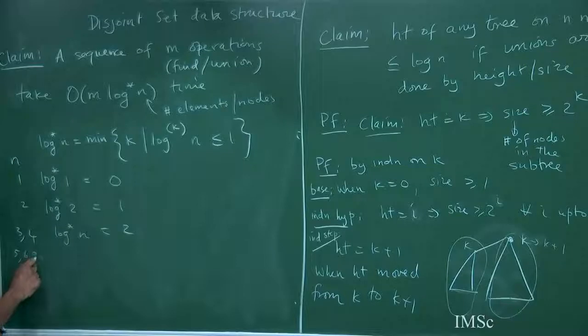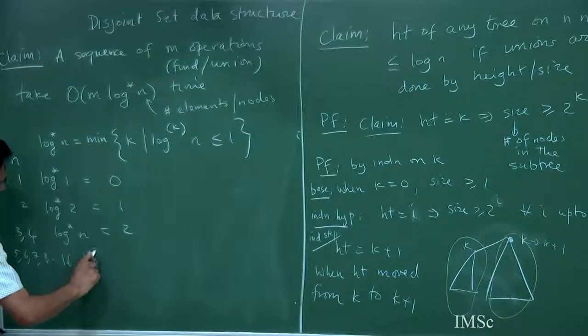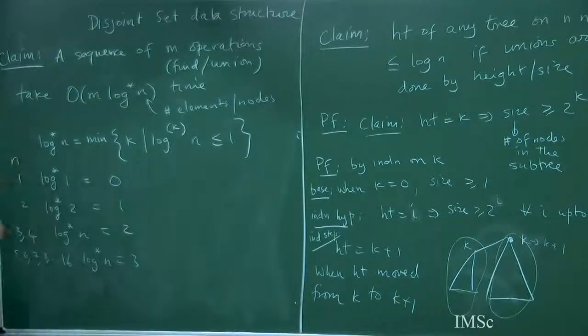5, 6, 7, 8, all the way up to 16 will get you log star of n equal to 3, right? Because log of 16 is 4, log of 4 is 2, log of 2 is 1. So, if you do 3 logs, 16 will get you to 3. So, that is how these numbers grow.